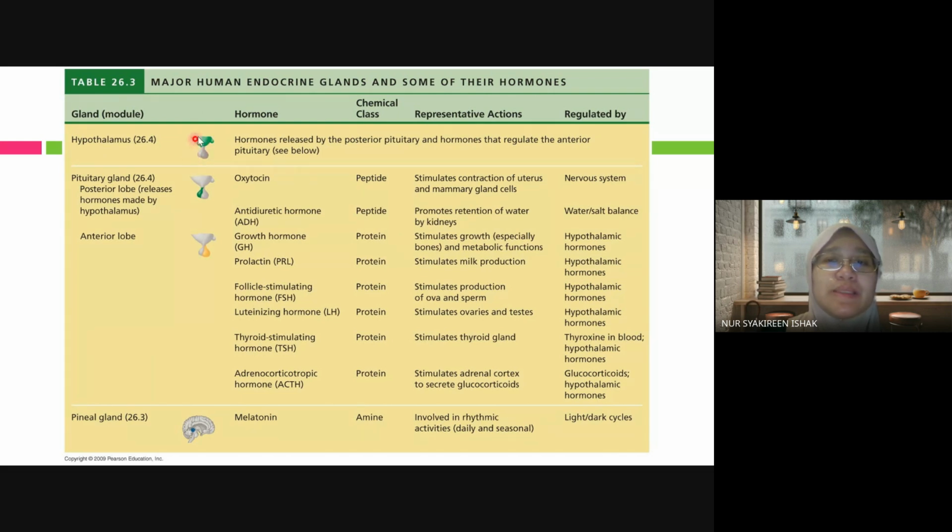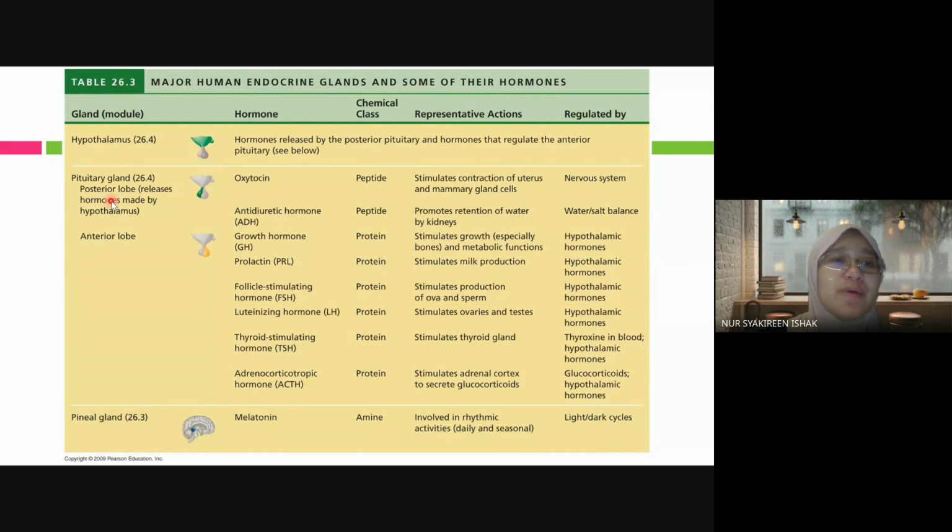The hypothalamus is made up of neuron cells that are capable of generating impulses, and at the same time it can also produce and secrete hormones. So the neurons extend, you can see the green color here. The cell body of that neuron will extend into an axon, and the axon terminal will be in the posterior pituitary gland.